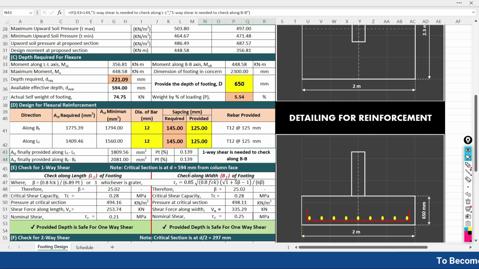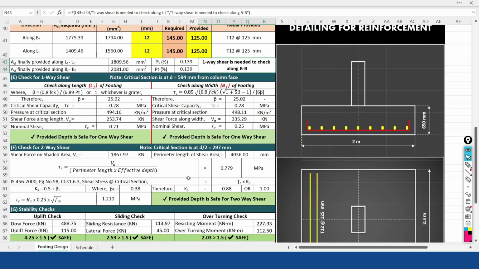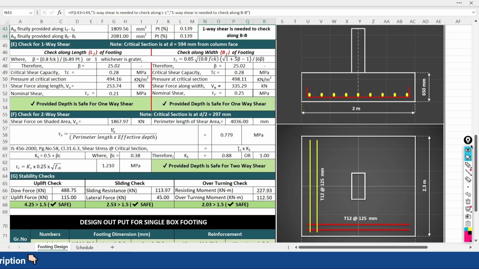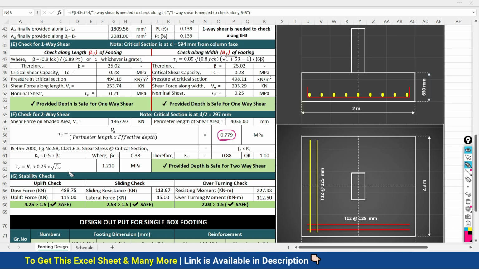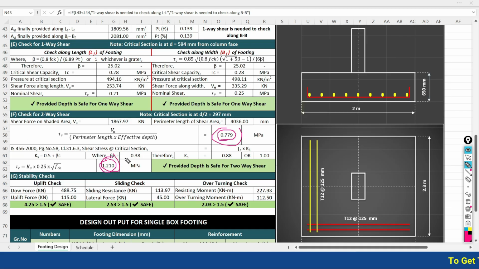Now after checking for one way shear, we have to go for the two way shear check, or we can say the punching shear check. So here again we are going to see what the nominal shear is. So nominal shear is 0.779 and critical shear is 1.21. So again your design is safe for the punching shear or the two way shear, because your nominal shear is less than your critical shear. So the provided depth is safe for the two way shear.